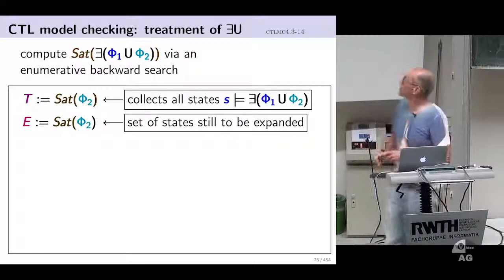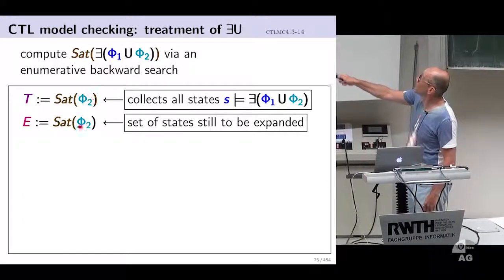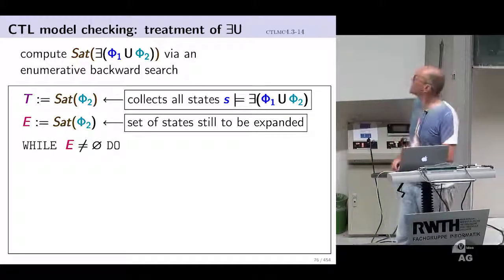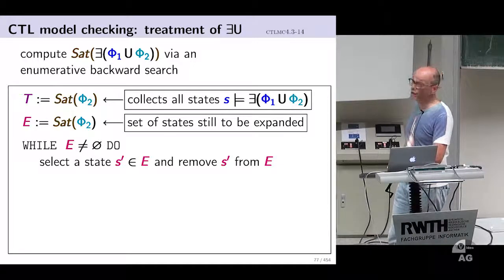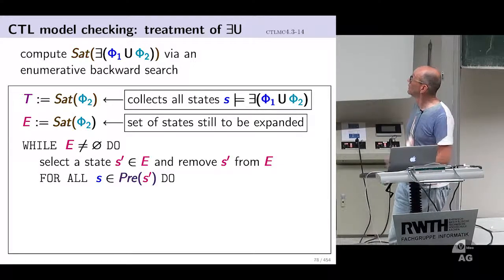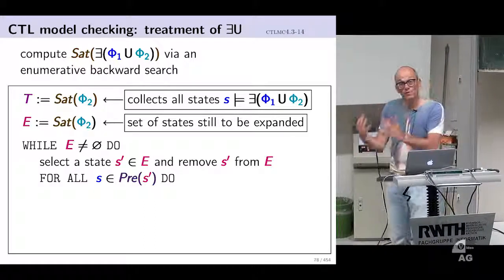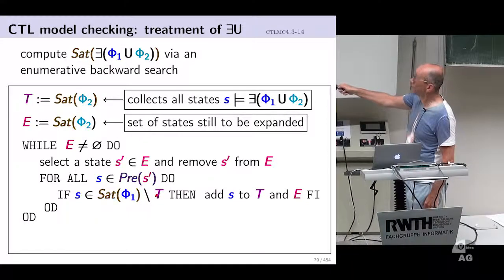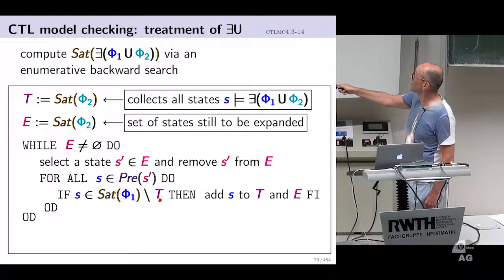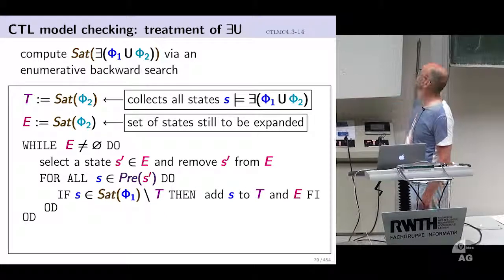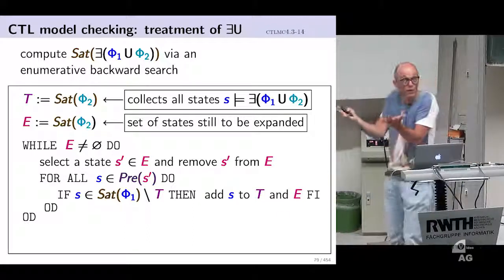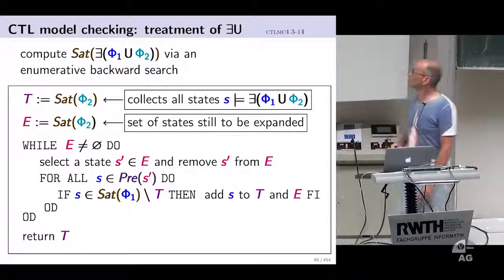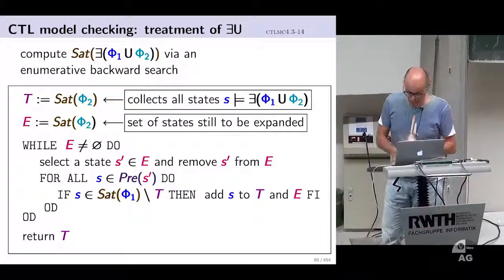So this is how it works in terms of pseudocode. You start with all the phi2 states. These are the set of states that you still need to expand or grow. As long as this set is non-empty, we select a state and remove it from the set of states that we are still considering. For all its direct predecessors, we go backwards. If a predecessor is a phi1 state and it is not yet in T, the set of states fulfilling the formula, then we add it. We also add it to E, because maybe one of the predecessors of the newly added state may also satisfy the formula. And in the end, you return T. So that's all you have to do for existential until.